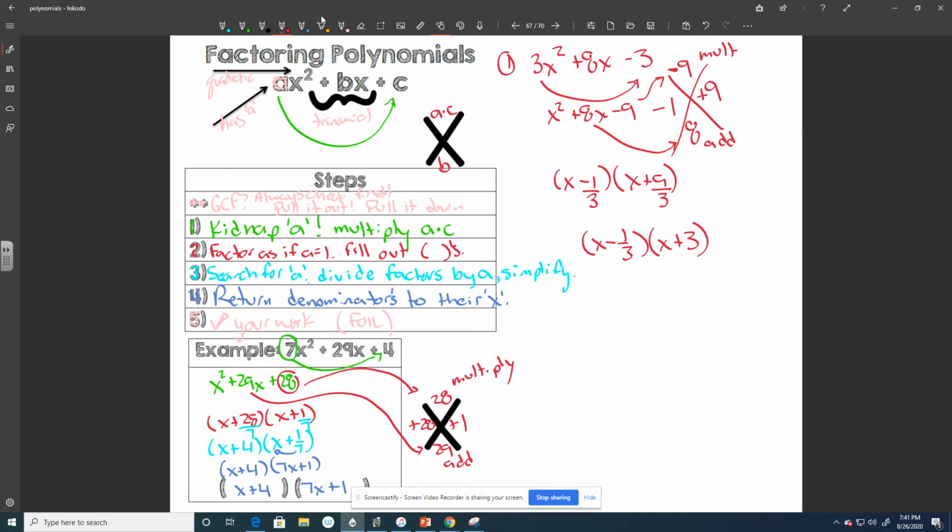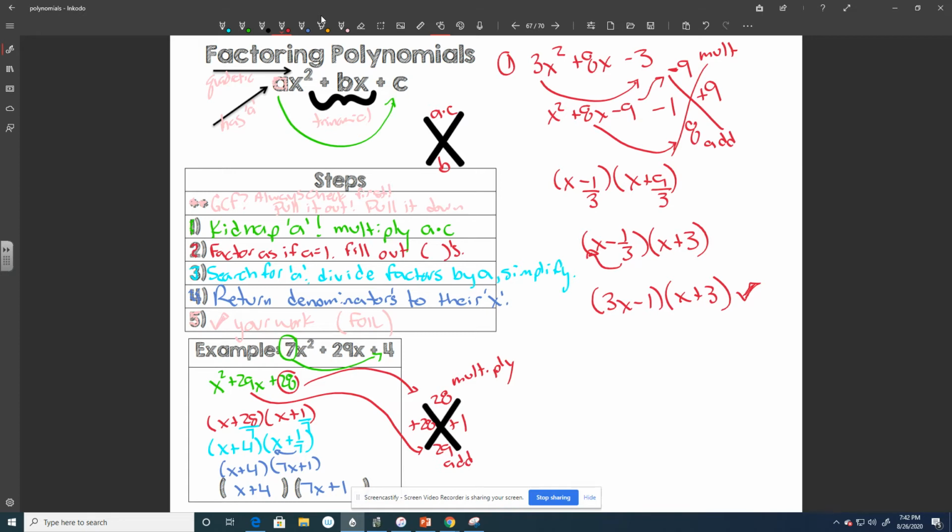And my last step, I've got this denominator down here. That's not where it belongs. I need to return it up here to its x. So I get 3x minus 1 and x plus 3. So 3x minus 1 and x plus 3. I think those are the right answer. You can FOIL, double check, and see if we did the problem correct.